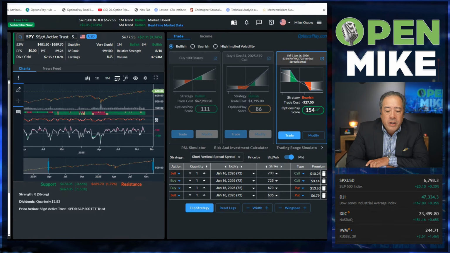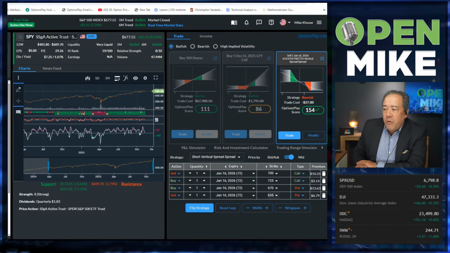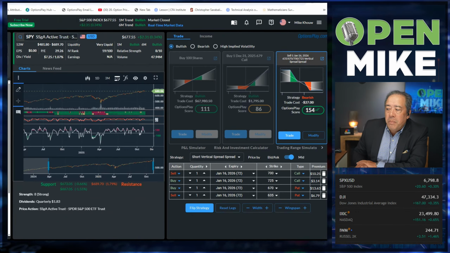Now, we talk about very simple trades to do hedges, like put spreads all the time, and we sometimes will talk about call credit spreads on the call side as well. But I have this example. If you had SPY, you could sell, for example, a January 700-725 call spread, and you could buy a 670-635 put spread. And at the mid-market anyway, that's about a $27 credit to do that trade.